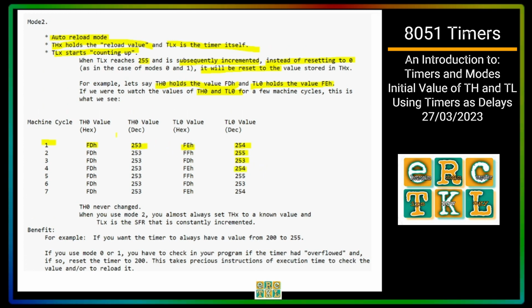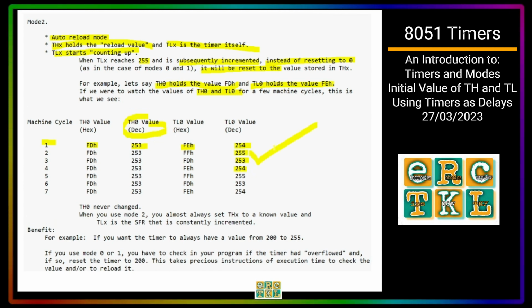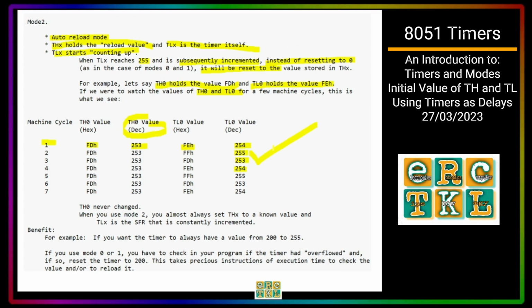Or let's say I did not put 253 in the TH0. I put in TH0 03. After 255, what's next after 255? Is it 253? No, 03. So we can control the counting. In mode 2, we can control the counting.